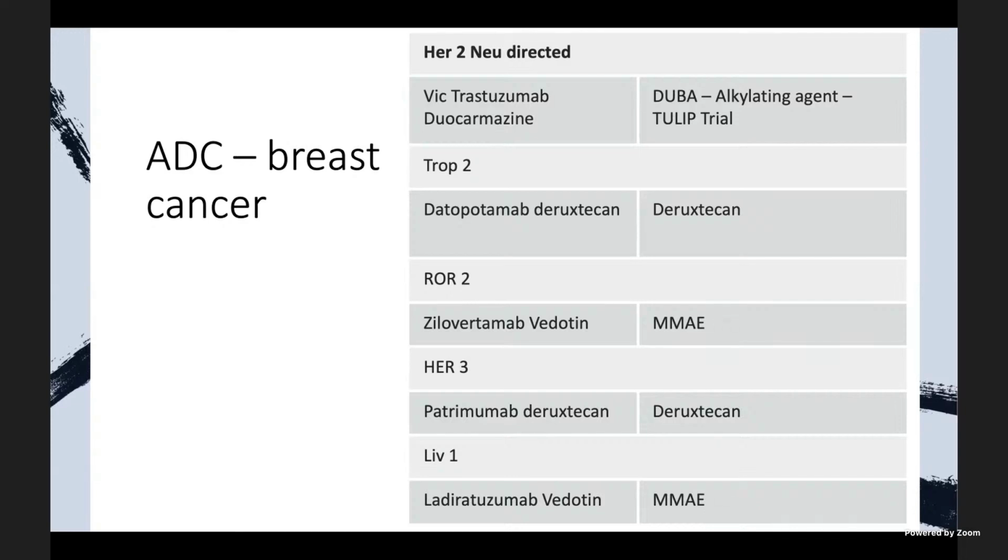We have datopotamab deruxtecan. We have ladiratuzumab vedotin, again in HER2 negative patients. It has a response rate of somewhere around 64%. Most of the patients were TNBC, and we achieved a clinical response rate of somewhere around 64%. These are some of the drugs that we would be looking at.